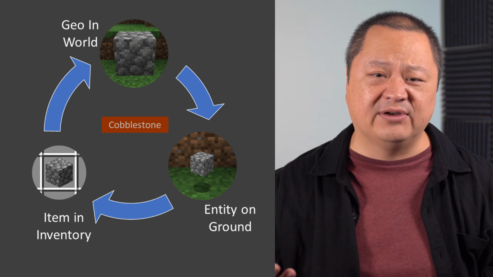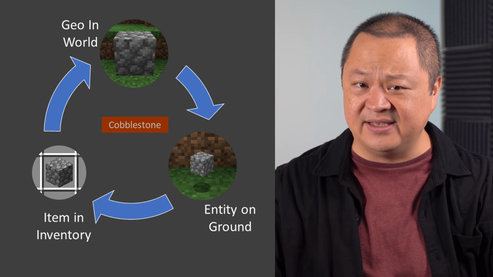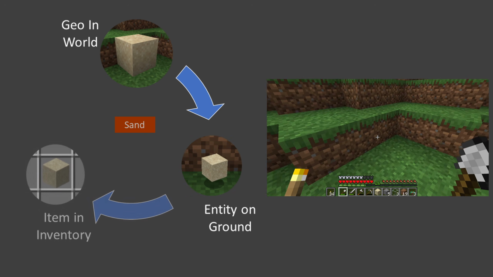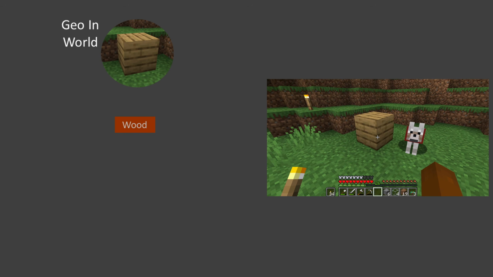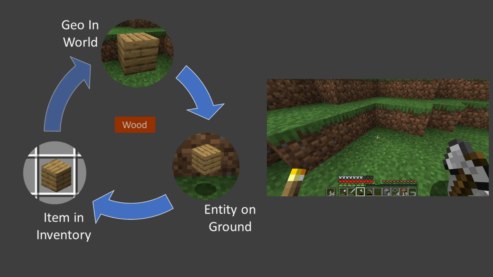Why is it useful as a game developer to think about cobblestone going through all these different states? Well, a lot of your resources are going to go through these states. Sand will be sand in the world, and then sand on the ground, and then sand in the inventory. Wood would do the same thing. World, ground, inventory. But then once you have those 3 states, you can start to play around with it and do some pretty cool things.